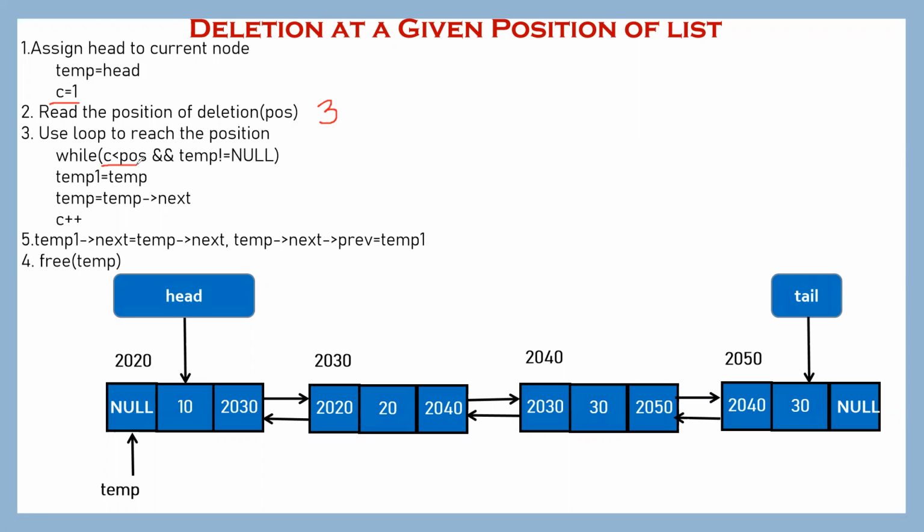while counter less than 3 and temp not equal to null. We have not reached the end of the list and counter less than position. Now temp1 is assigned to temp and temp will become temp next. That means we are moving through the positions of the double linked list by using the temp variable until we reach the particular position where we want to perform the deletion. Every time the counter should be incremented by 1. So after reaching this particular position, then we will see what are the steps to be executed and how we are going to keep the links between this node and this particular node.